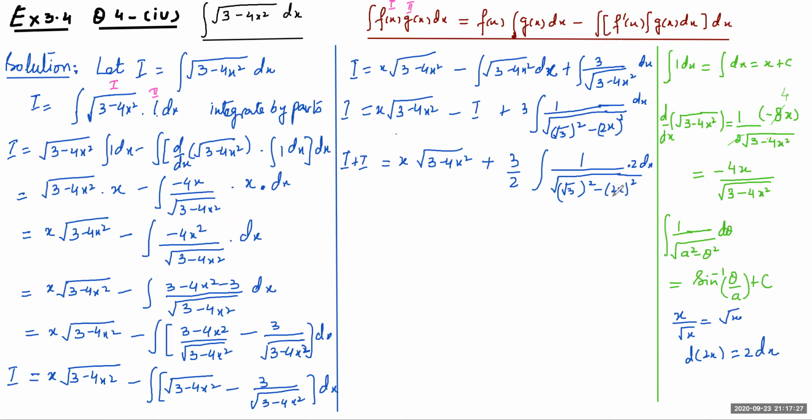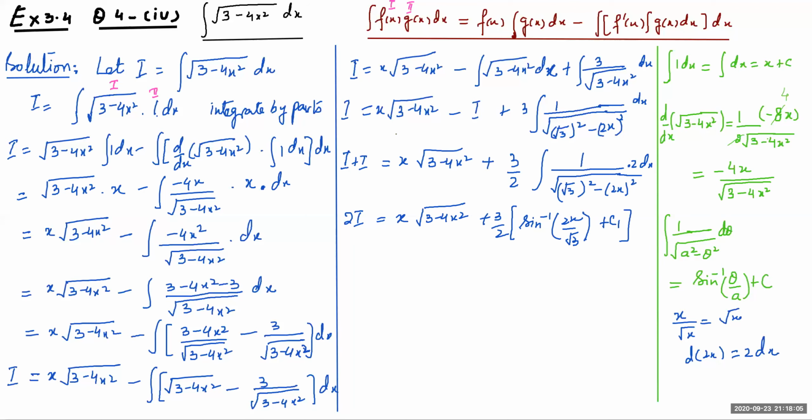With theta equals to, what will be the value of theta? 2x, and with a equals to square root of 3. So on this side I get 2I. On this side, I have x into square root of 3 minus 4x square plus 3 by 2. And I use a bracket here. And here I'm writing the answer of the integral, which is sine inverse bracket. In place of theta, I have 2x. In place of a, I have square root of 3. And I close the bracket and I write a C1 here.